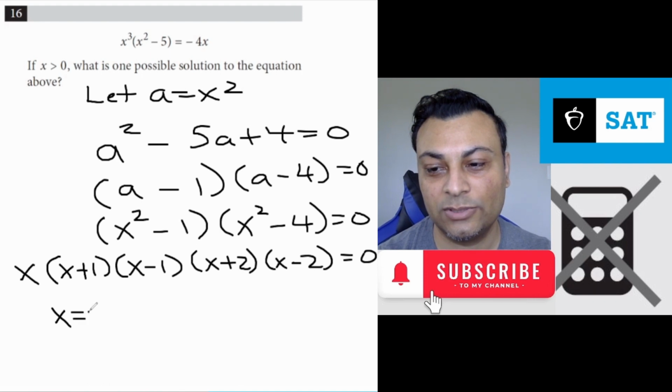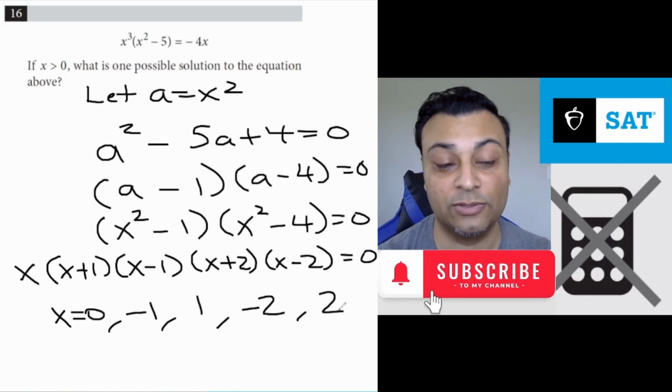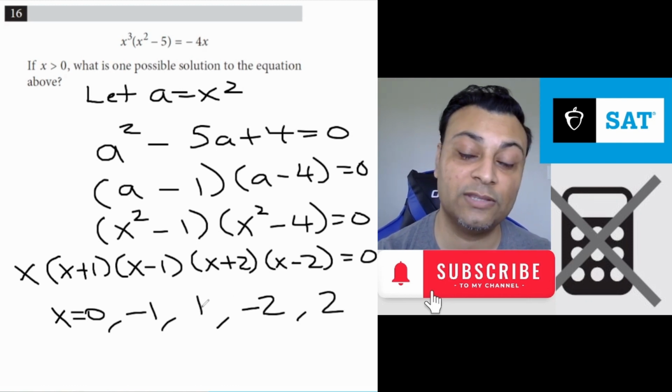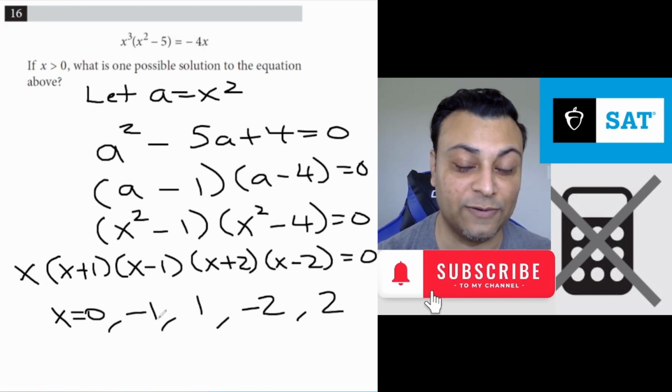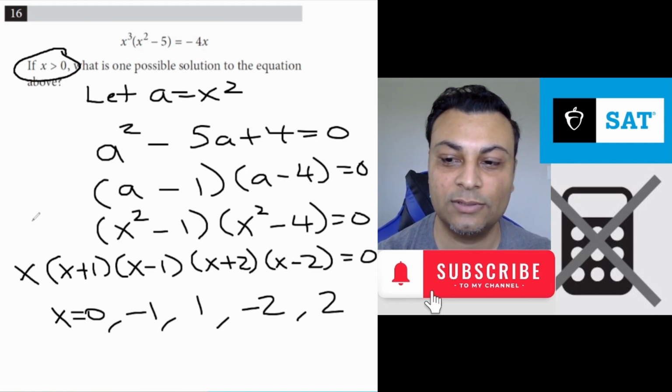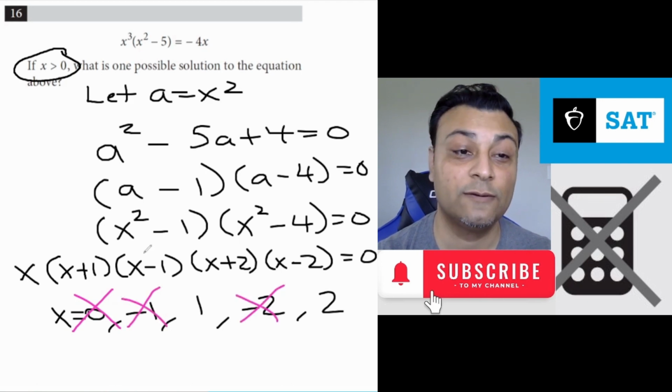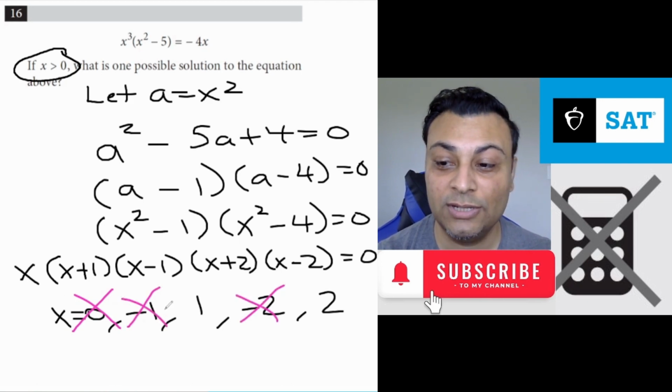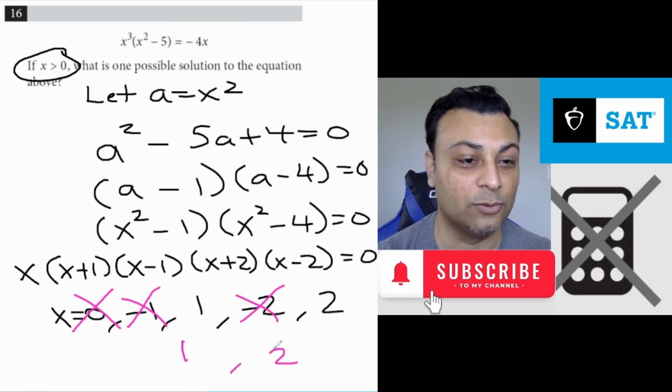x equals 0. And from here you get negative 1, and from here you get positive 1, and then you get negative 2 from here, and you get positive 2 from here. These would be the 5 solutions to that quintic equation, degree 5, quintic. However, x is positive, and so that rules out 0 and negative 1 and negative 2. So for this particular question, your possible answers are 1 or 2, and you can pick either one, they're both fine.